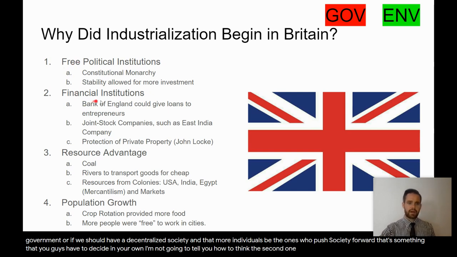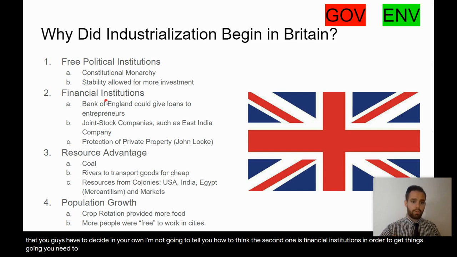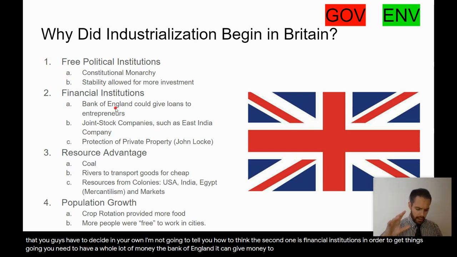The second one is financial institutions. In order to get things going, you need to have a whole lot of money. The Bank of England can give money to entrepreneurs. For example, let's use an example here.